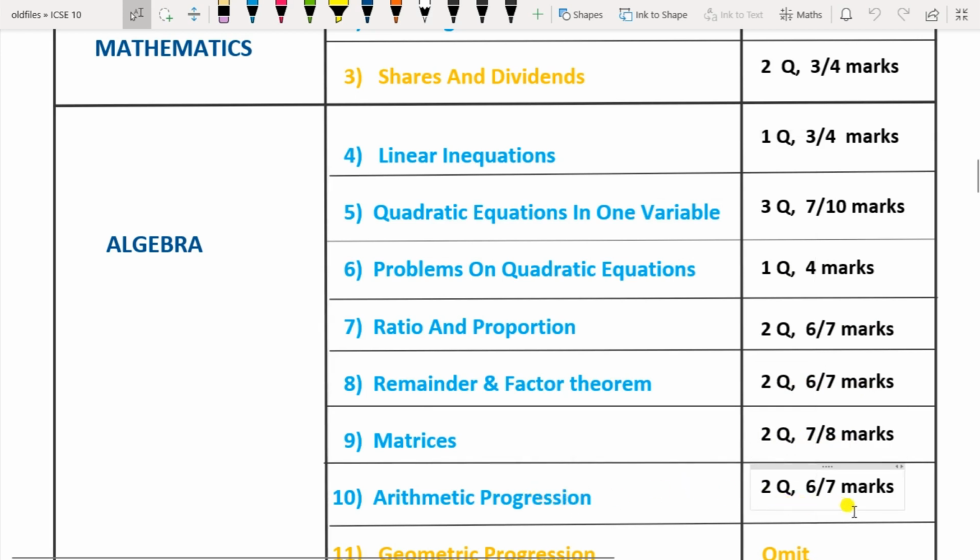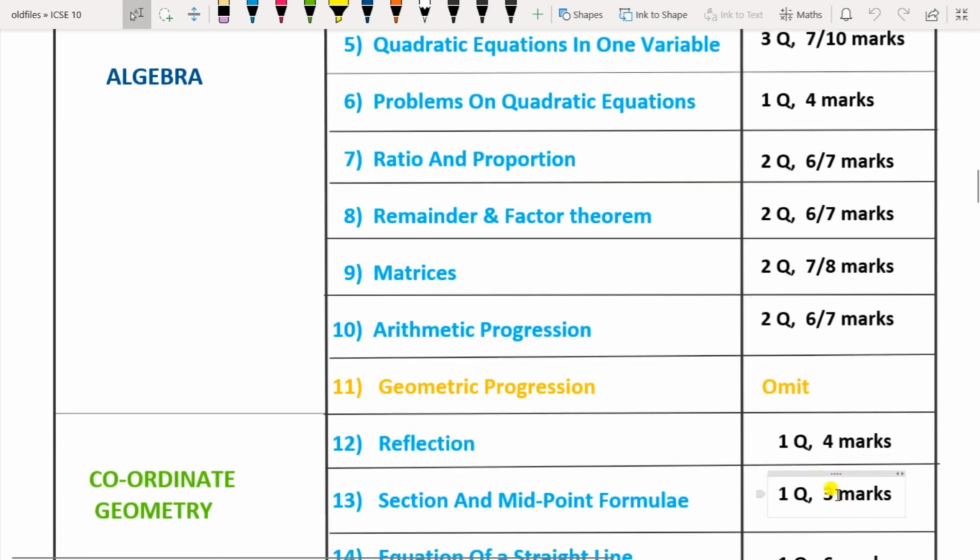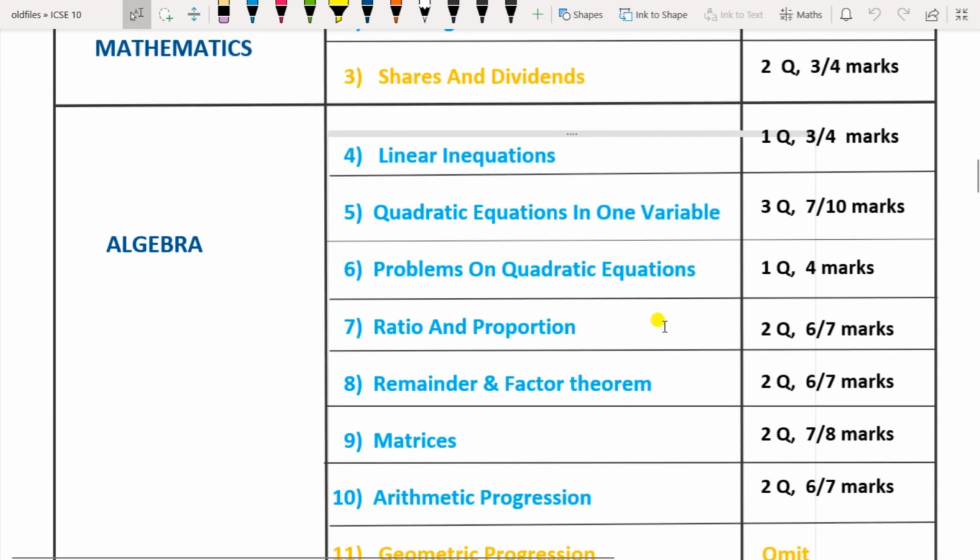Arithmetic progressions, 2 questions for 6 to 7 marks. And lesson 11, geometric progression, is omitted now. You will have to study this in 11th standard now. It is omitted from 10th standard. So from lesson 4 to lesson 10, these are the marks per lesson.